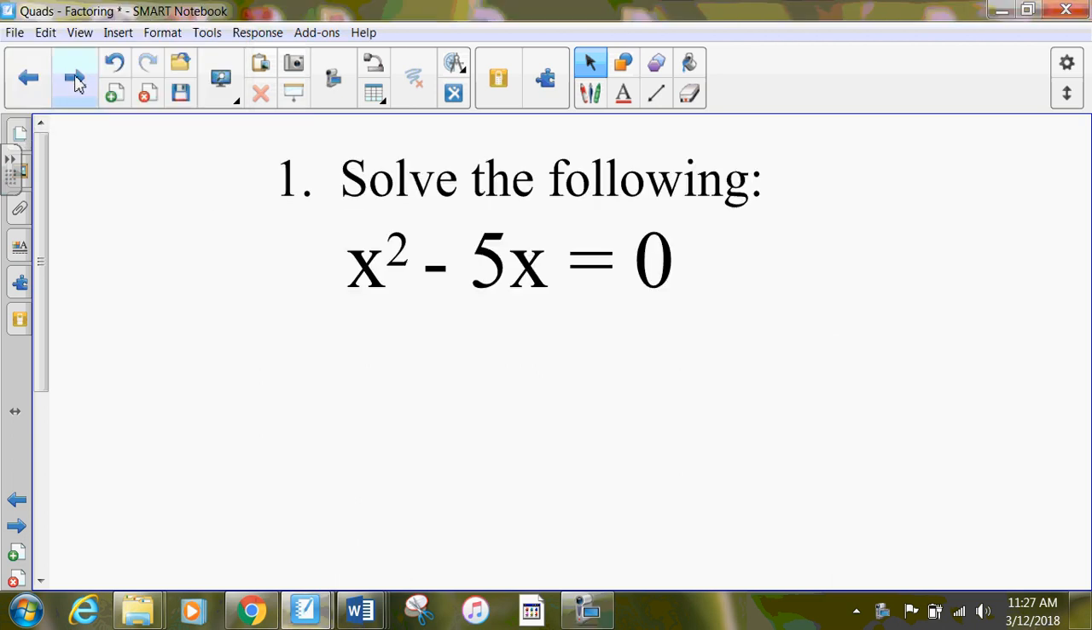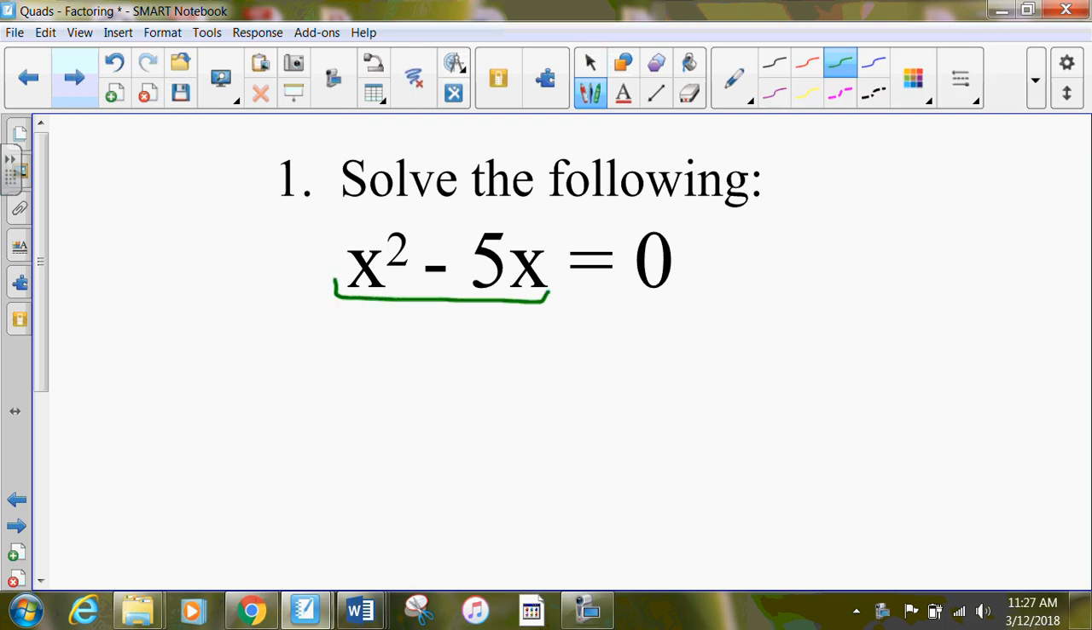Last tutorial, we factored things like x squared minus 5x. Now we see in this tutorial that we've got an equal sign and a 0. So we're in an equation, and now we're going to use what we know about factoring out the greatest common factor to solve for x.